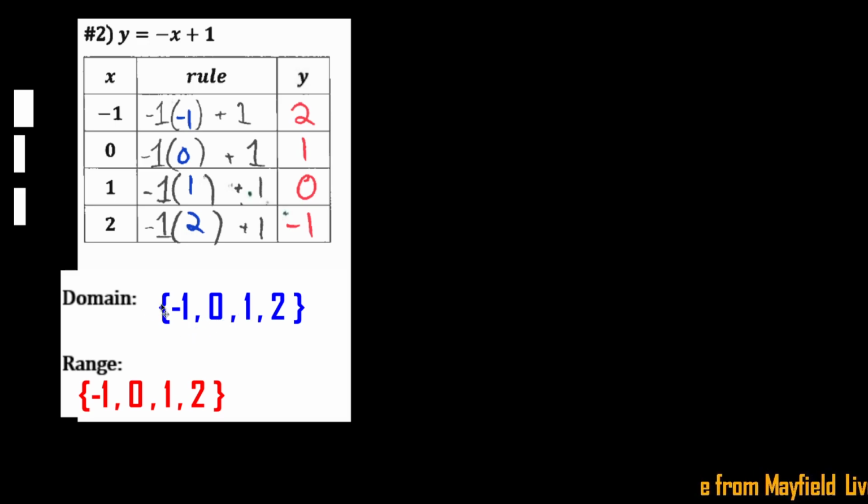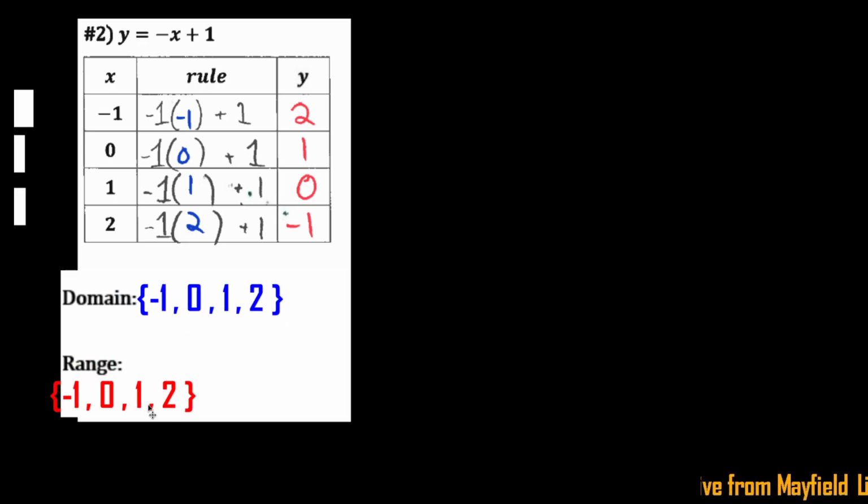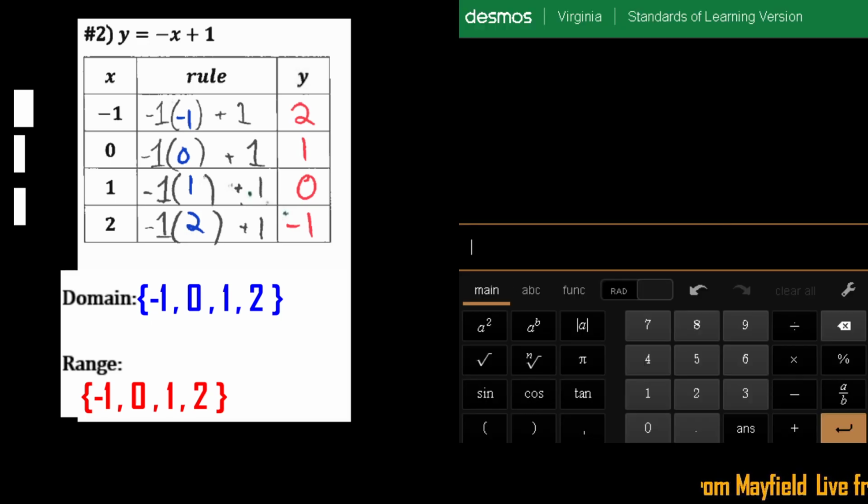Again, usually I have my domain or my input or my x values as blue, and I have my y values as red. So again, even though these look like the same numbers, your domain is the x values and your range is the y values. Again, to double check to see if those ordered pairs are correct, I can type in our rule.